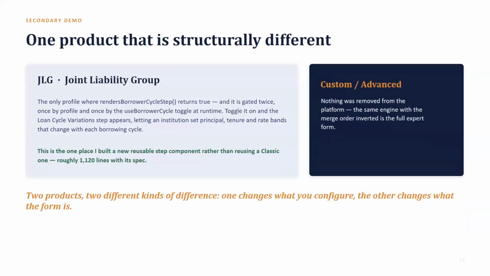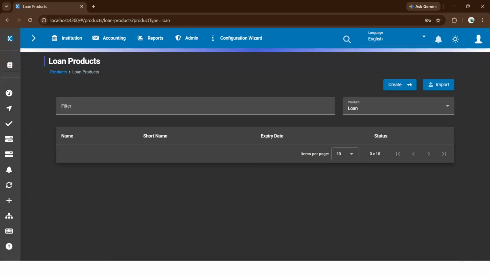I'll not talk in depth about all the 14 loan product types because they almost all follow the same structure and the same seven-step form. The only product that is structurally different is the joint liability group product. So I'll show you the loan product type.